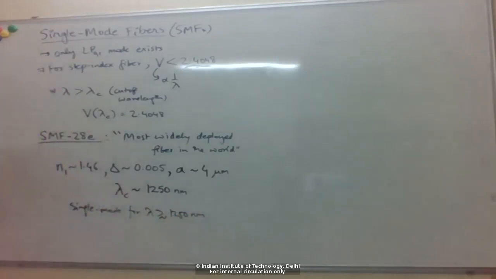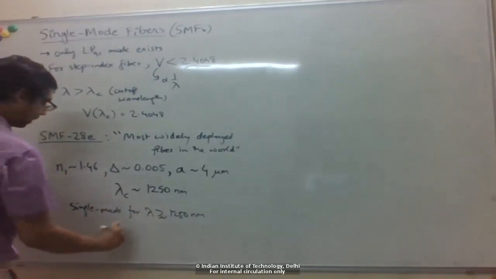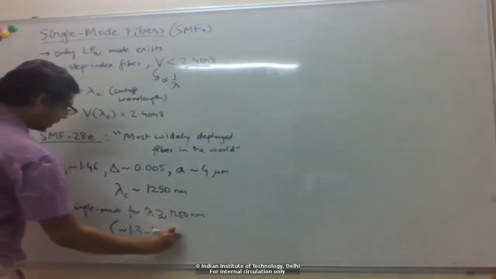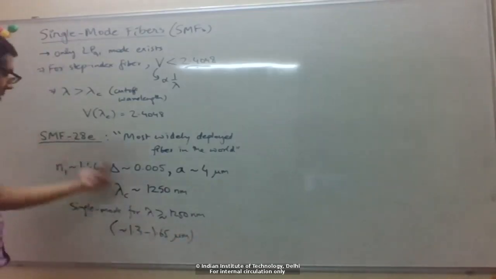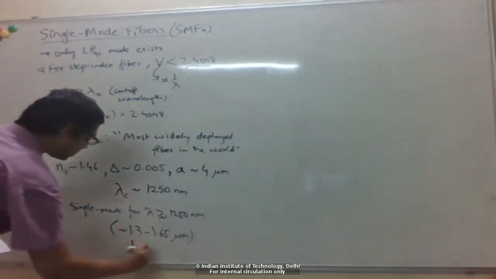For example, in optical communication networks, the wavelengths which are used are typically from 1.3 to 1.65 micrometers in that range. You can see that for this range of wavelengths, this is a purely single mode fiber. These are the telecom wavelengths.